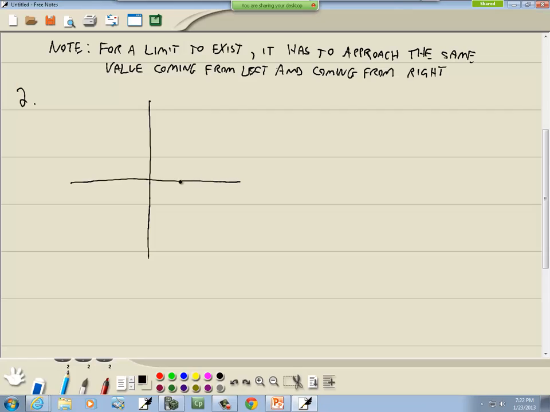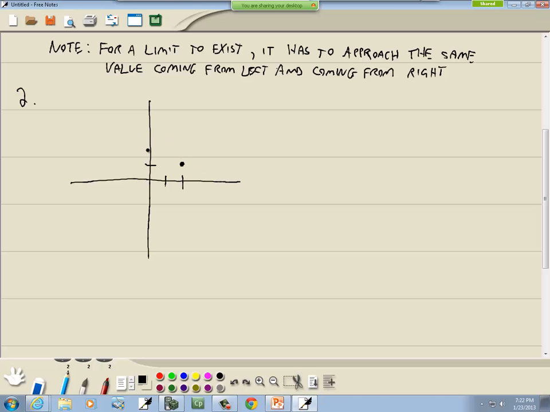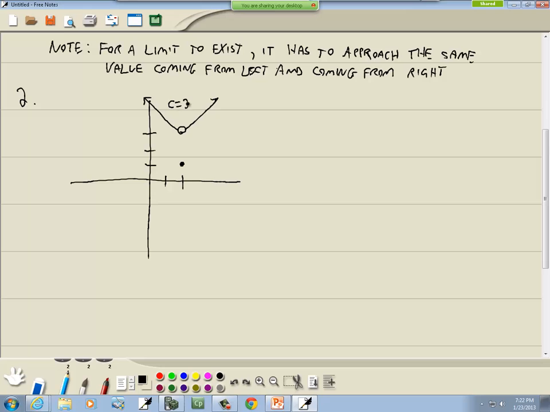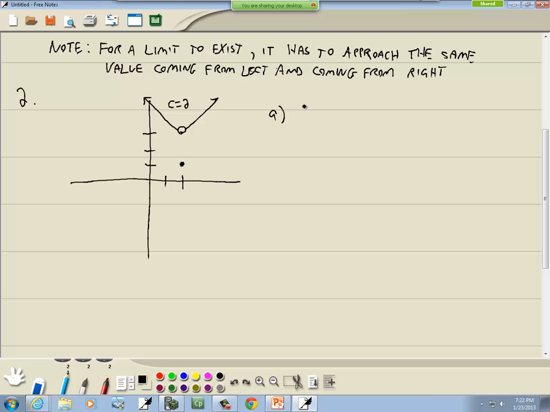And 2, 1. And then 2, 3. And more or less looks like that. And c is equal to 2. So that's where we're studying as x approaches 2. Okay, part A is the limit as x approaches c from the right-hand side of f of x.